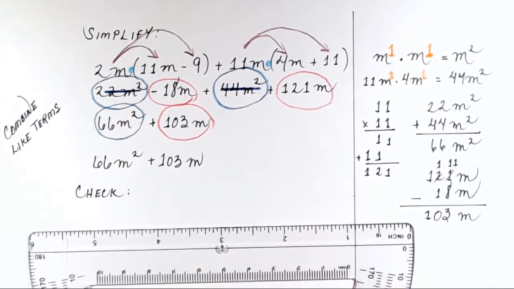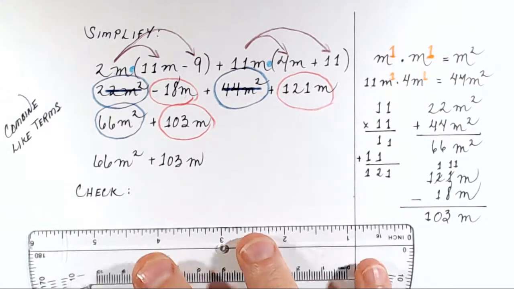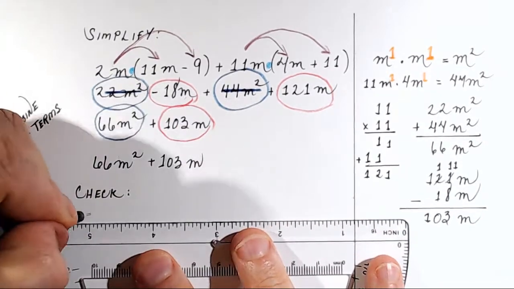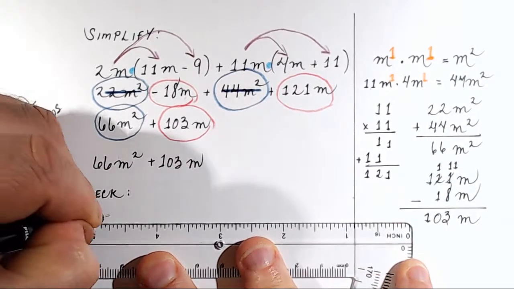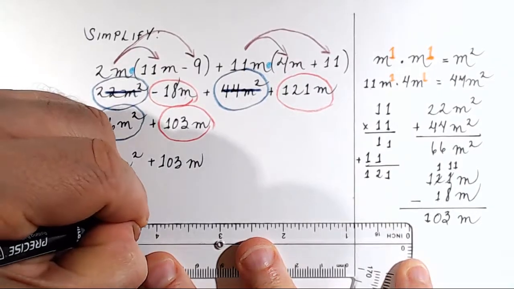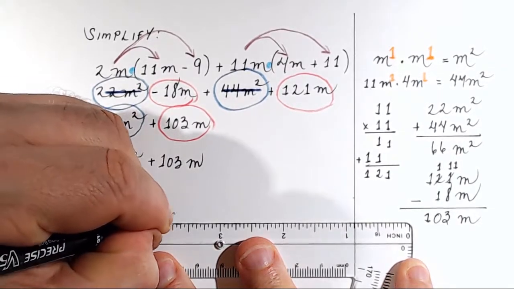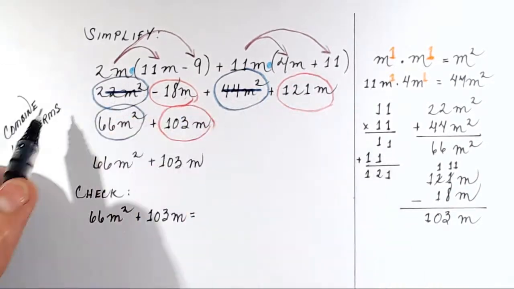A lot of people hold their breath, cross their fingers, and then they click the answer and they hope it's correct. But we don't need to hope. So we're going to check it. In mathematics, we can be certain. So we'll set 66m squared plus 103m equal to our whole original expression.